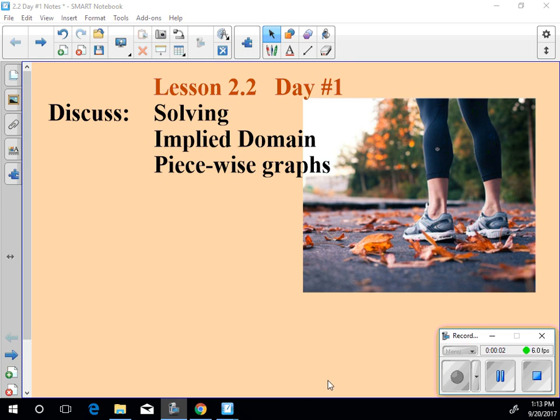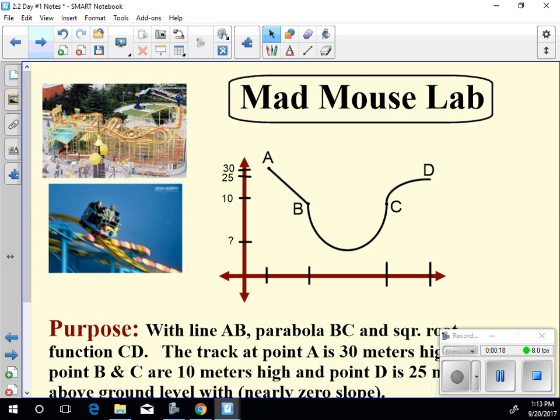And it's a go. All right, today 2.2, day number 1. Today's lesson is on implied domain and piecewise graphs. I am going to move through this at a decent clip, so I want you to stop me. I'll pause when you stop me. Remind me to pause it because I'll forget. I'm going to go through this at a decent clip.